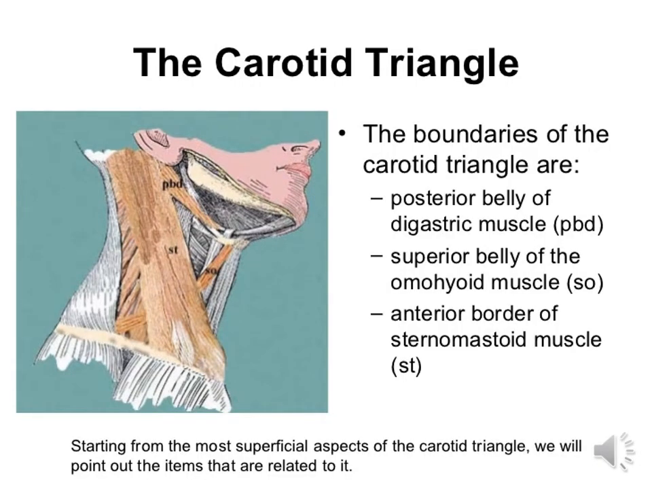Again, we discuss the boundaries of the carotid triangle. First, the posterior belly of the digastric muscle, the superior belly of the omohyoid muscle, and the anterior border of the sternocleidomastoid muscle. Starting from the most superficial aspect of the carotid triangle, we will point out the structures that are related to it.